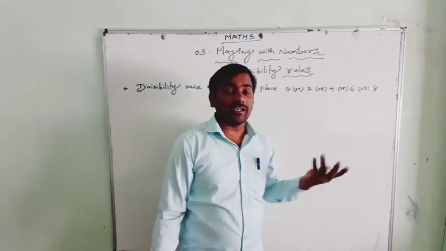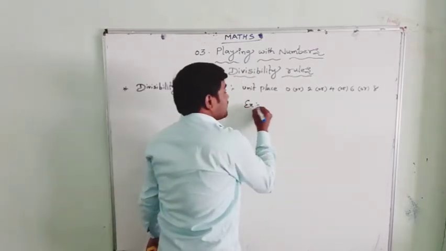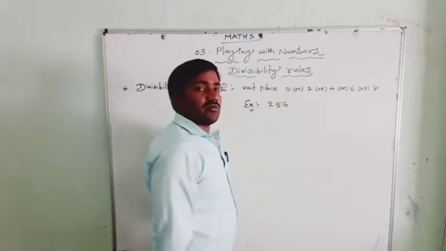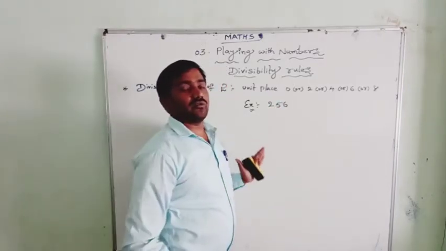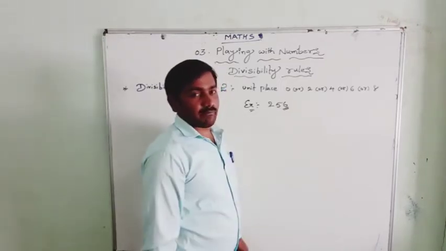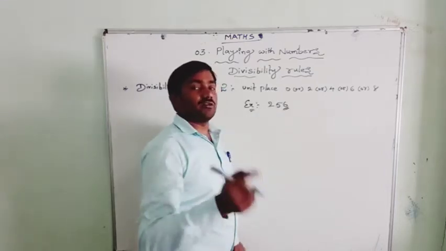Okay, let me tell you some examples here. For example, let's see 256. Is it divisible by 2? Yes, clearly it is divisible by 2. How can we say? Here the last digit is an even number, that is 6. So when 6 is divisible by 2, then this whole number is divisible by 2.